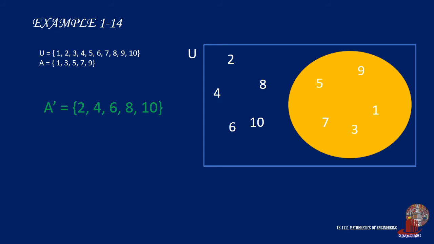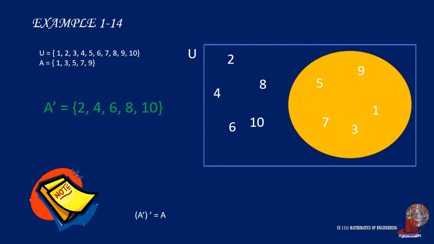If A is a subset of the universal set U, then its complement A prime is also a subset of U. It is clear from the definition of the complement that for any subset of the universal set U, we have the prime of A prime is equal to A.